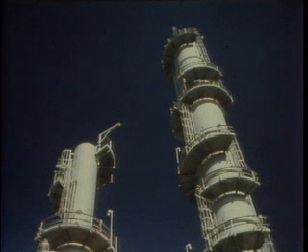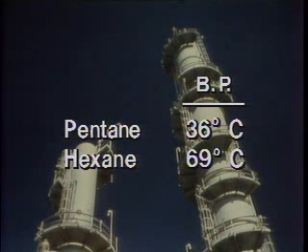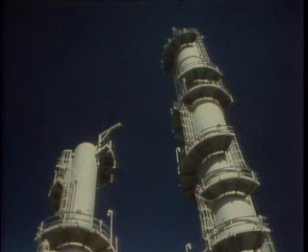Whenever there are two or more components of a liquid mixture, such as pentane, with a boiling point of 36 degrees centigrade, and hexane, with a boiling point of 69 degrees centigrade, fractional distillation can be considered as a process for their separation. In this process, the individual volatile components of a mixture are distilled and collected one at a time.